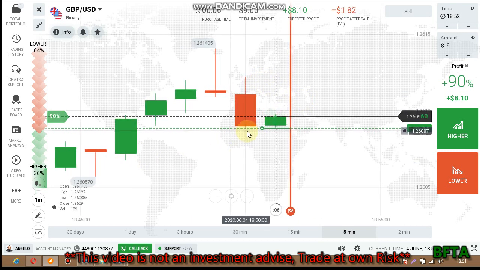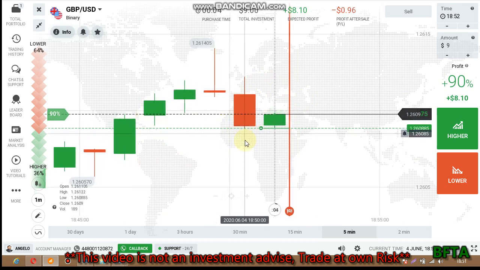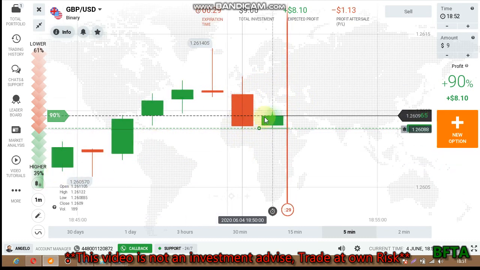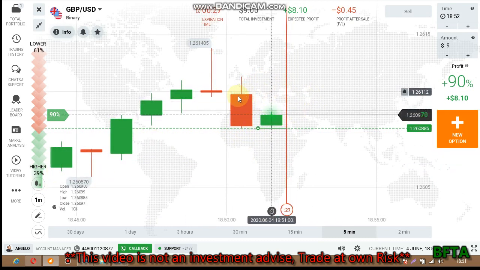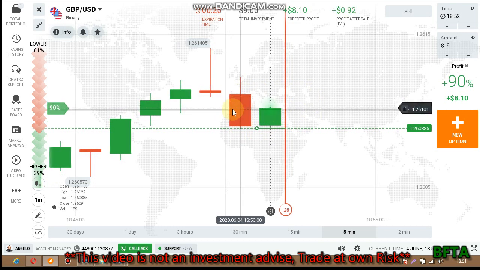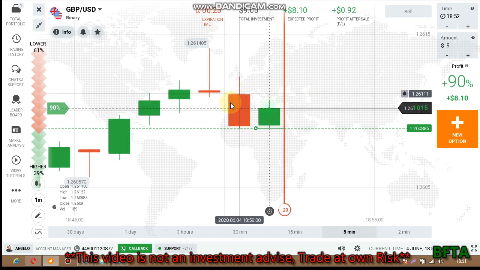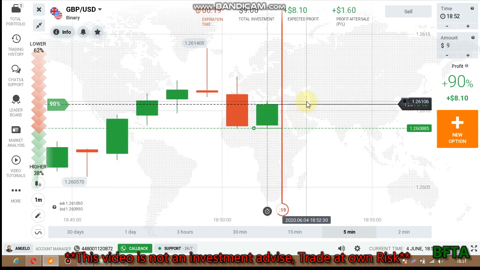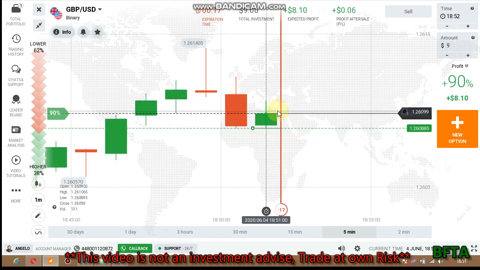So this rejection tells us that the buyers are active on this level. The previous buyers' movement will form a bullish candle here. The buyers are very strong here, stronger than the sellers. So we should expect a buyers' entry. That's why I placed a call option, and this will be my last trade.